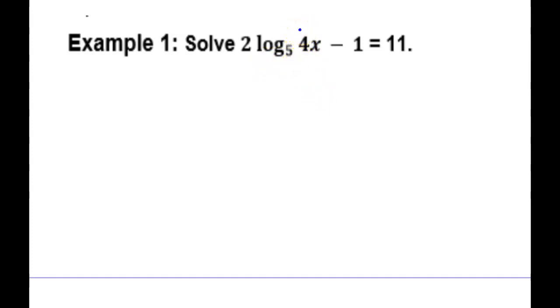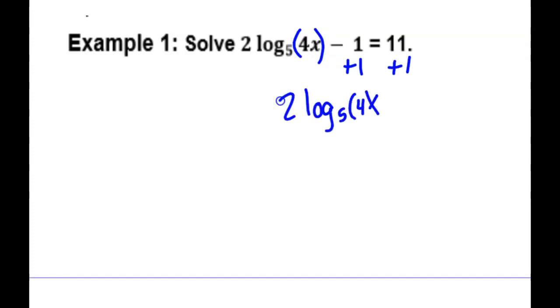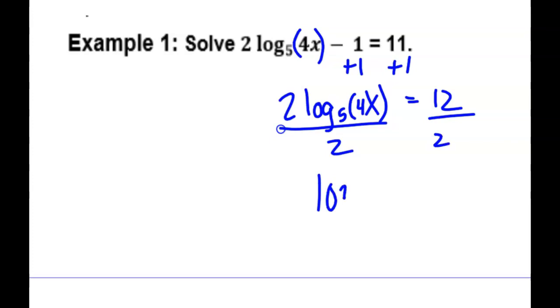I hate this, but there's implied parentheses here. So I have 2 somethings minus 1. What should I do first? Add 1. 2 of those equals 12. Then what should I do? Divide by 2. That disgustingness equals 6. Okay.